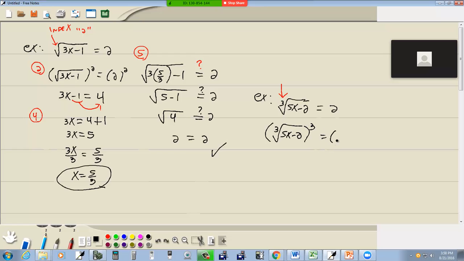So when we do that, whenever your index matches a power, they cancel each other away. So that gives us 5x minus 2 is equal to 2 to the third, which is 8. And then you would solve it down from there.